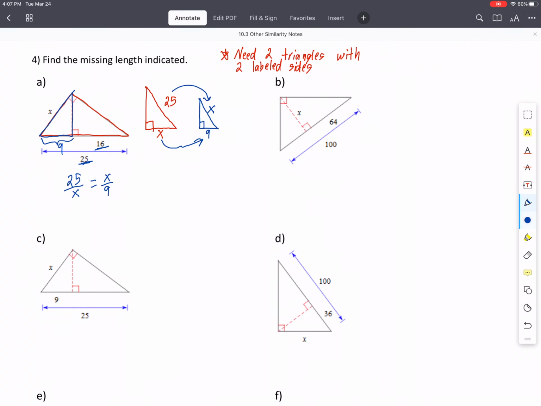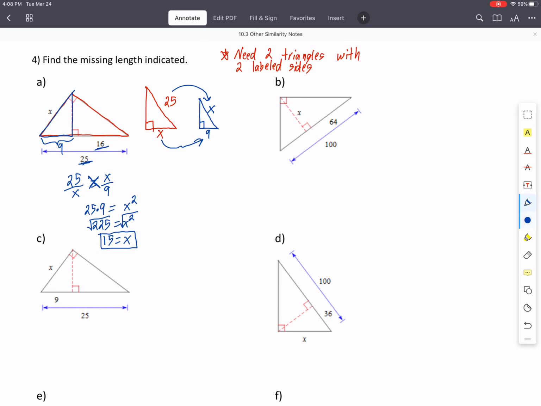Now we need to cross multiply. So 25 times 9 is equal to X times X, which gives us X squared. So then we know 25 times 9, plug it into a calculator, we get 225 is equal to X squared. Okay, now if we have something squared, to undo a square we need to square root it. And if we plug that into our calculator, we find the square root of 225 is 15. So we found that X is equal to 15.